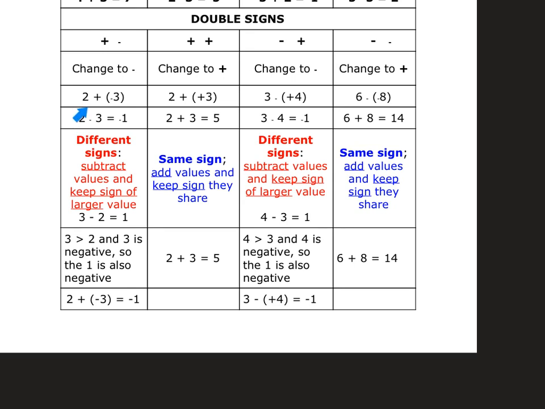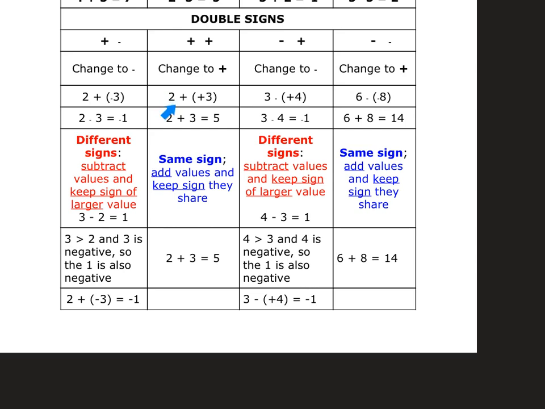Now the double signs must be taken care of first before you can finish solving the problem. Let's see. 2 plus a -3. There's the double signs right here. So those double signs of plus a negative are going to change to a subtraction. So you rewrite the problem. 2 subtract 3 and it will equal -1. Now that you got rid of the double signs and you have single signs, you'll follow the rules from above, or it's written over here again. Different signs, because we have a +2 and a -3. You're going to subtract the values and keep the sign of the larger.